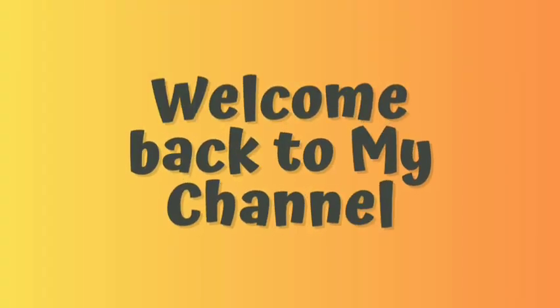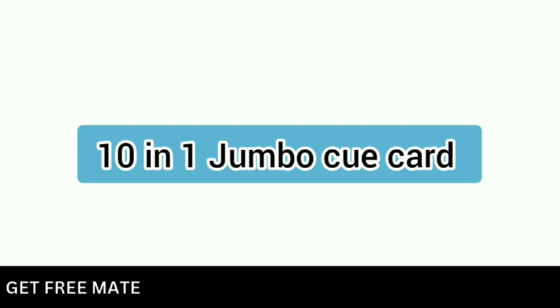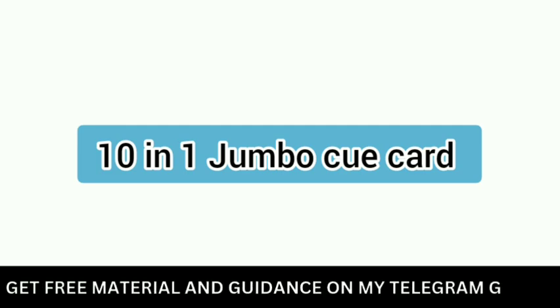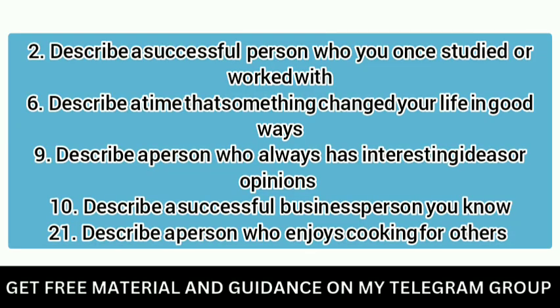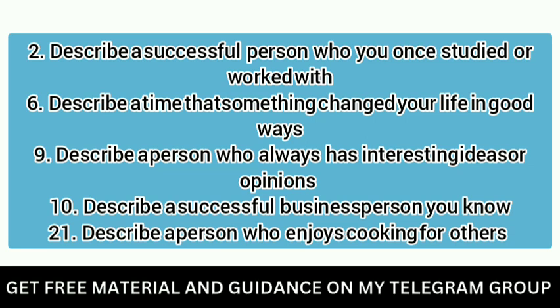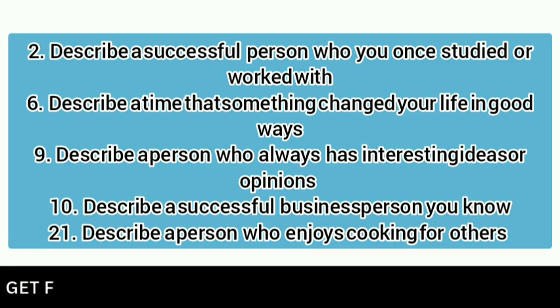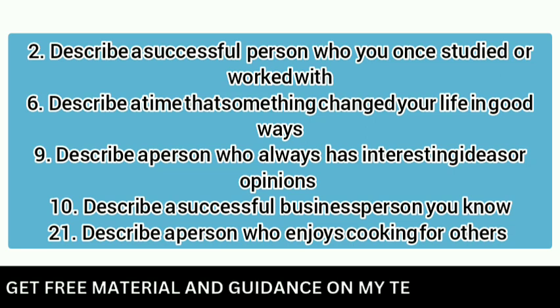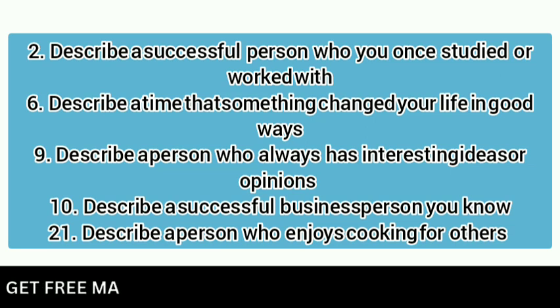In this video, I'm going to provide you one jumbo cue card that will cover 10 different cue cards. So before moving further, let's take a look at all the cue cards that I'm going to use in this jumbo cue card. Number one is describe a successful person who you once studied or worked with, a time that something changed in your life in a good way, a person who always has interesting ideas or opinions, a successful business person you know, a person who enjoys cooking for others.